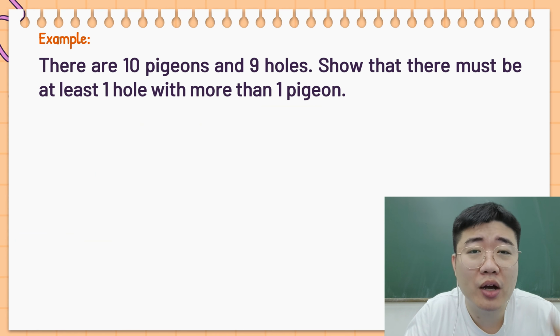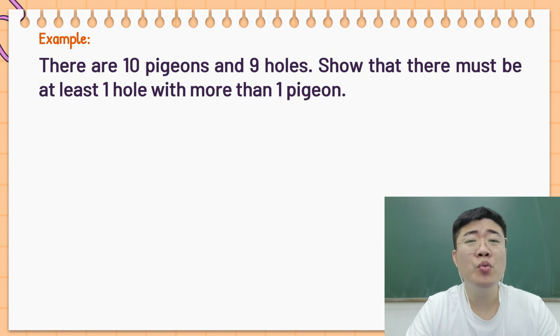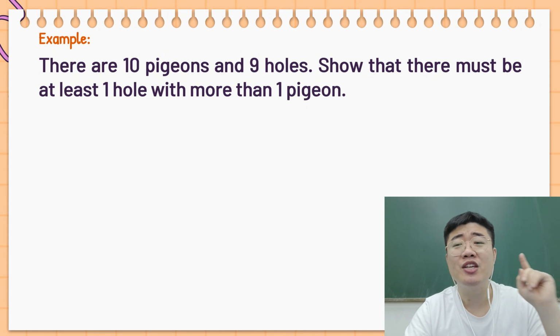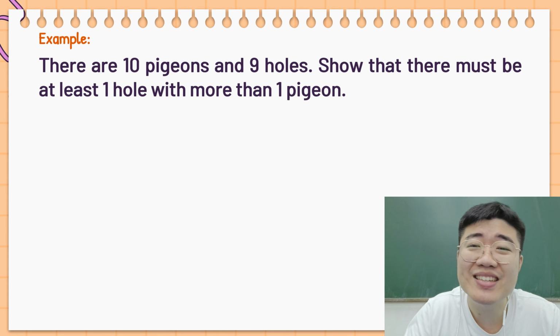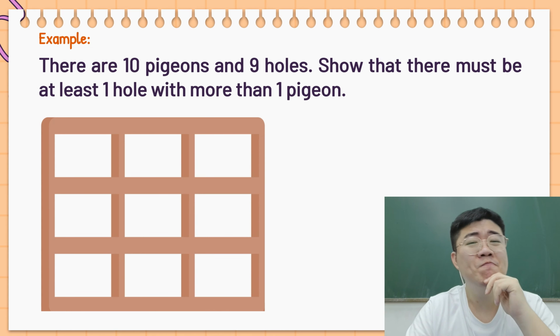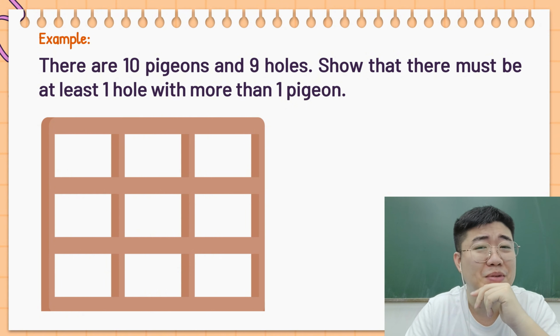In this question, we got 10 pigeons and 9 holes. They want us to show that there must be at least one hole with more than one pigeon. So first, let's get the 9 pigeon holes. Now where do we place the pigeons?